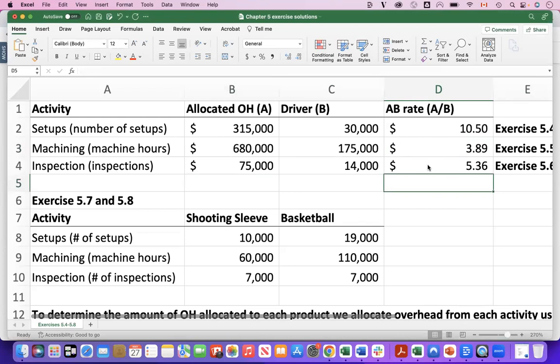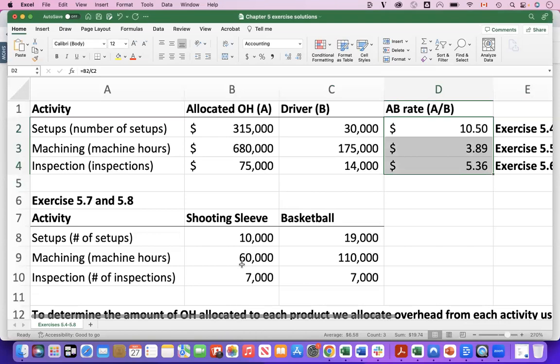And one thing I want to point out here, because I've taught this for a long time, and I've seen where students mess up, they calculate the rates fine. Where they mess up is the actual application of the rates. One mistake I see common is they change the rate or they recalculate the rate for each product line. Do not do that. Use these rates. These rates that you calculate, you're going to use them for both product lines. When you're applying overhead to the shooting sleeve, when you're applying overhead to the basketball, you are going to use the same rate. These three rates, you're going to use for both product lines.